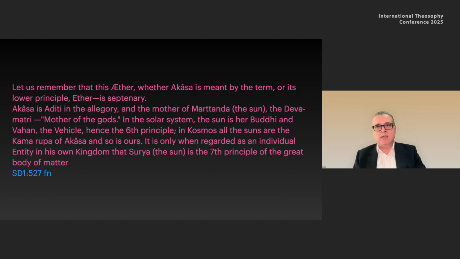Next, there is an interesting statement in SD1 5 to 7, which states: Let us remember that this ether, whether Akasha is meant by the term or its lower principle, ether is septenary. Akasha is Aditi in the allegory and the mother of Martanda, the sun, Deva Matri, the mother of the gods. In the solar system, the sun is her buddhi and vahana, the vehicle. Hence, the sixth principle in cosmos. All the suns are the Kamarupa of Akasha, and so is ours. It is only when regarded as an individual entity in his own kingdom that Surya, the sun, in the seventh becomes the seventh principle of the great body of matter. So, with another perspective, we can also associate the sun with Brahma, the third logos, Mahat, or the Laya point.